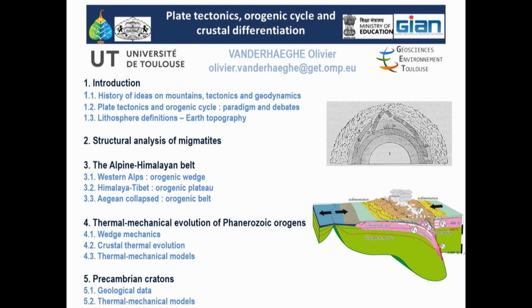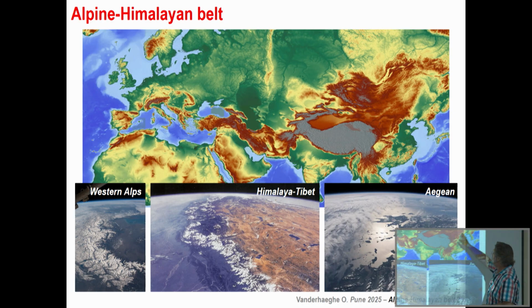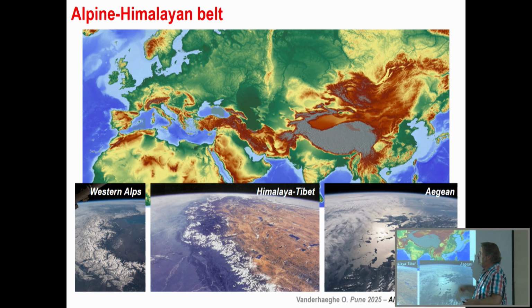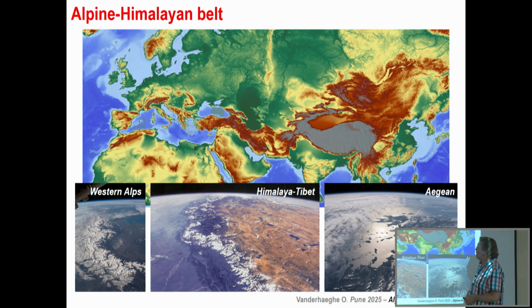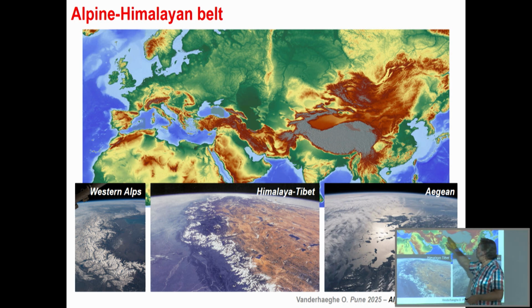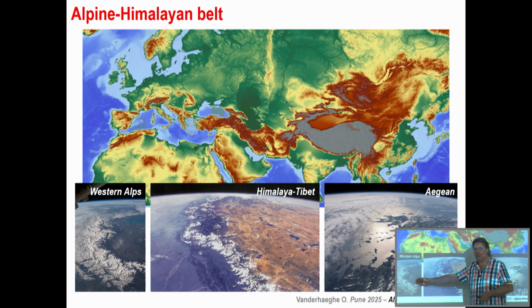So now let's move on. We went through very basic concepts and definitions, structural analysis. Now let's move to field examples with the Alpine Himalayan belt. That's a topographic view of the Alpine Himalayan belt from Gibraltar all the way to Tibet and Indonesia, going across the Alps, the Taurides in Turkey, the Zagros, and so on. And you see very different topographic features.